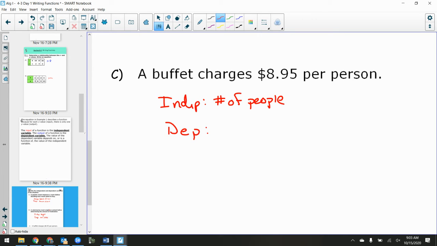Dependent, if I change the number of people, what's going to happen then? Kenzie? Good. Total cost. Good. Okay.